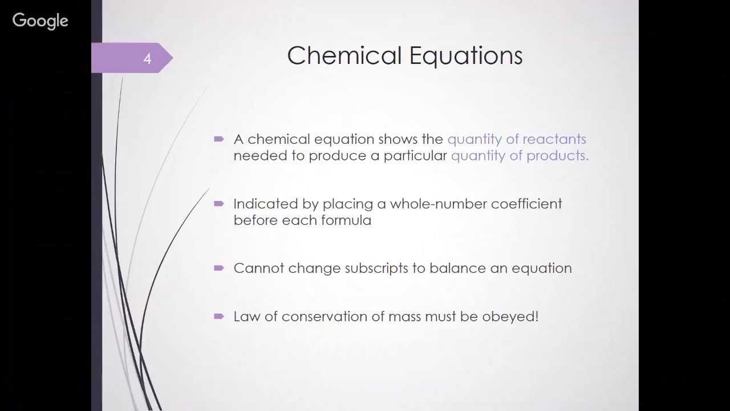If you change the subscript on a compound, then you are changing the identity of the compound, and that is not allowed. And the whole reason why we have to balance an equation is because the law of conservation of mass must be obeyed, which means that however much we start with has to be the same amount that we end with. In a chemical reaction, we're changing who we're bonded with. Bonds are broken and new bonds are being made. However, the number and type of atoms that you start with have to be the same number and type of atoms that you end with.